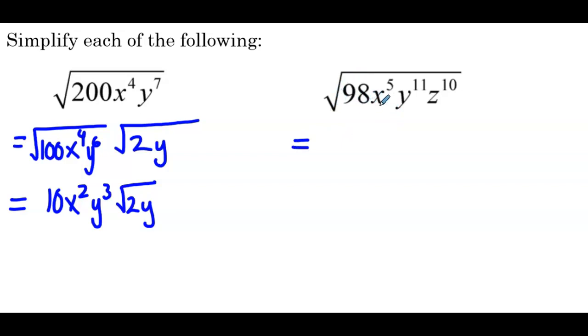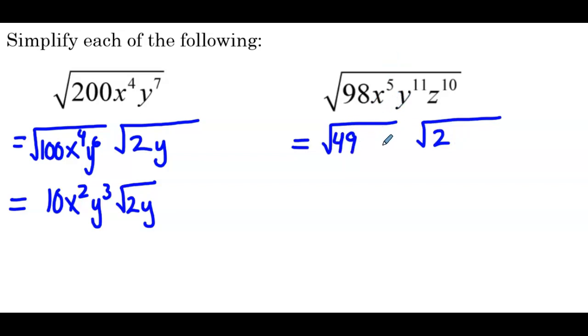Last example, now we have three variables inside our radicand. So we have the square root of 98, x to the 5th, y to the 11th, z to the 10th. So again, let's try to do this without listing out the factor pairs. So the square root of 98. So 49 goes into 98. Right? 49 times 2 would be 98. 49 would definitely then be the largest perfect square factor. So we have 49 and the remaining factor of 2.